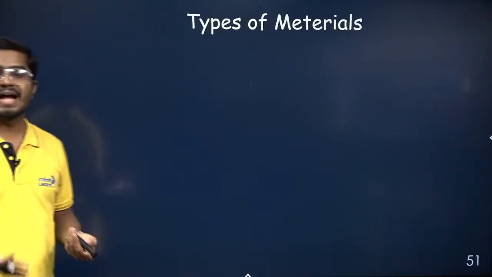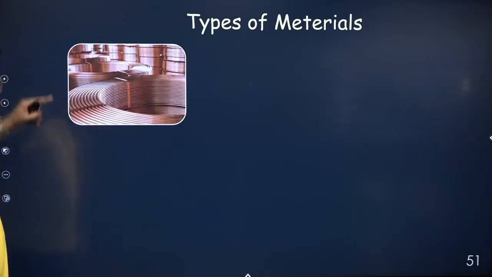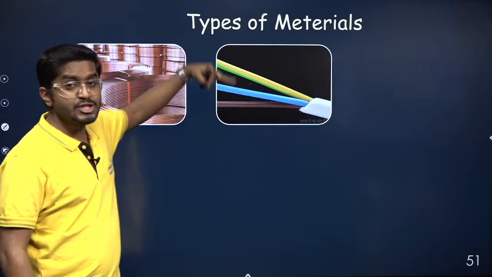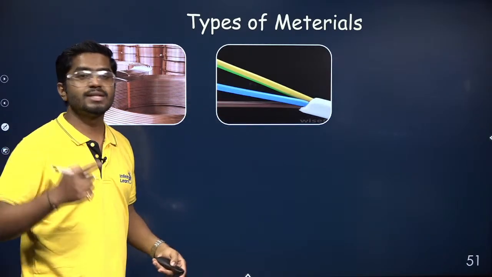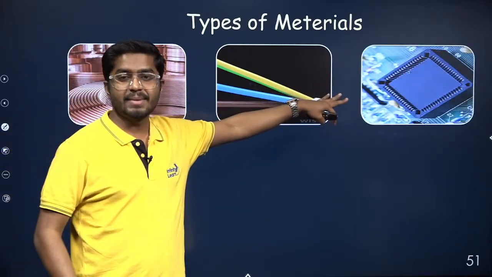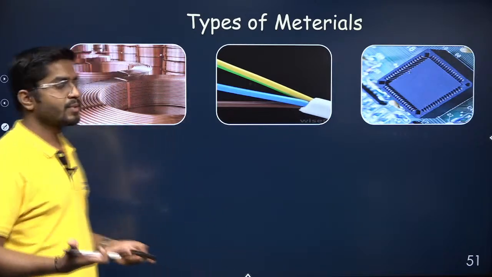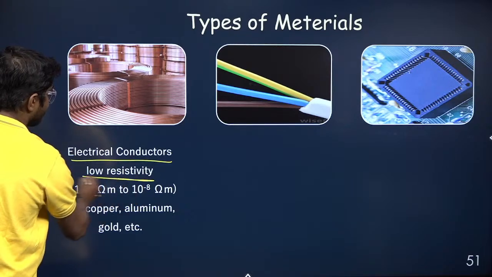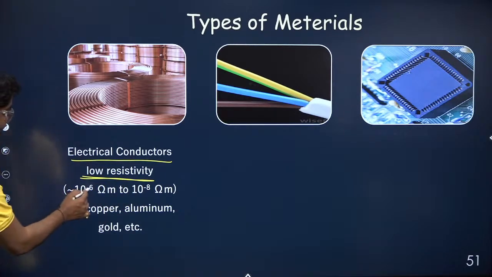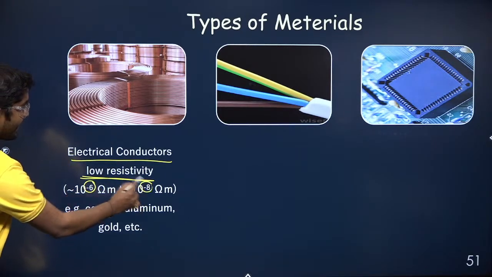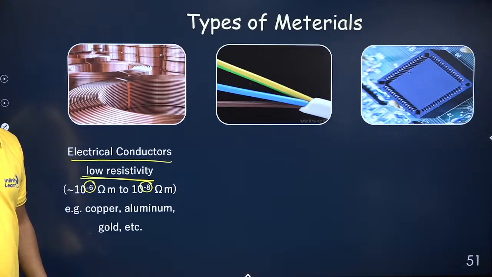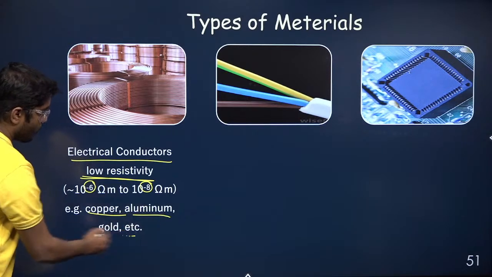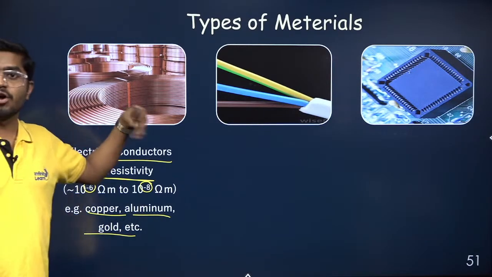And let's understand some material properties. So see, these are the copper wires. Then these are the insulators which are wrapped around these copper wires, and these are called semiconductors, like silicon chips. So these electrical conductors, they have low resistivity value. And how low? You see, this 10 raised to minus 6, minus 8. These are very, very low values of the resistivity. And what are these materials? Copper, aluminium, gold. These are also called good conductors of electricity.